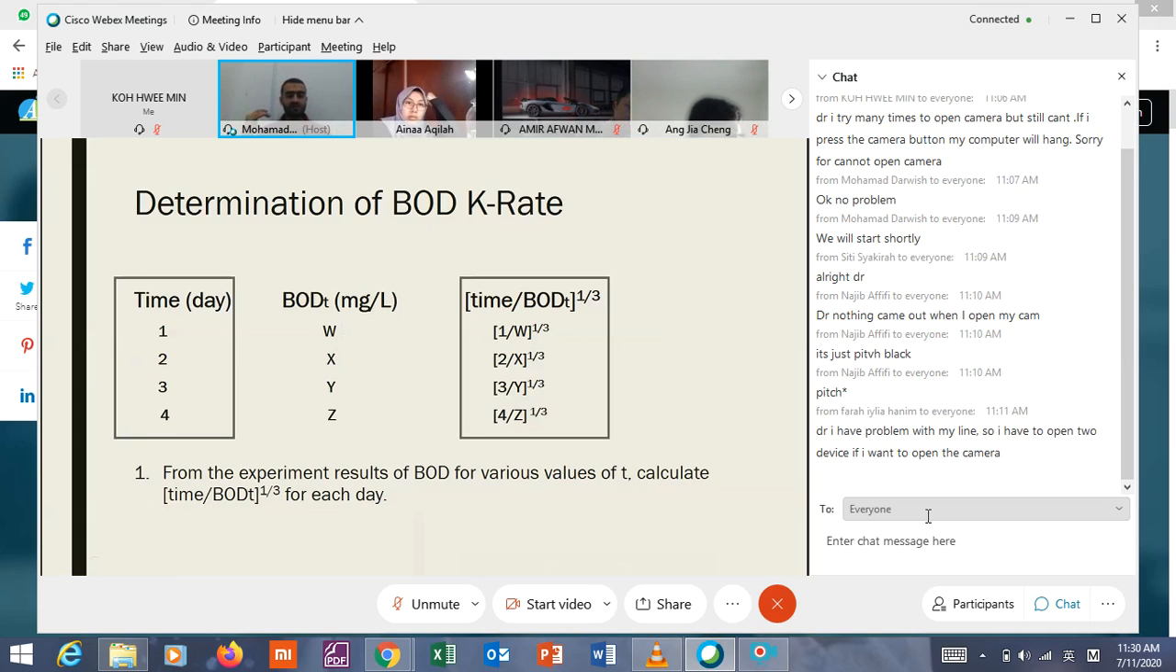The P is the what? Is the dilution factor. Okay, the dilution factor. This equation we have discussed before. And then we come out with this term, time T over BOD, all to the power 1 over 3.